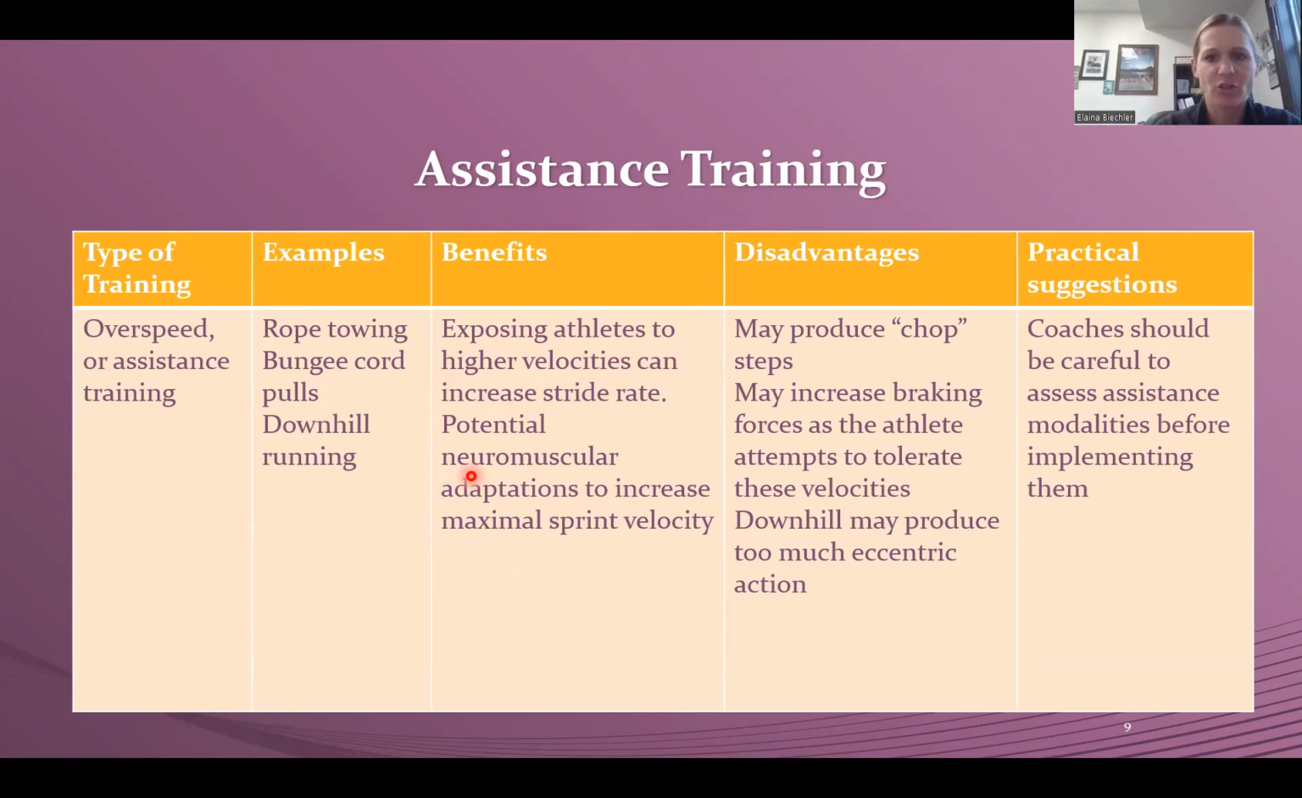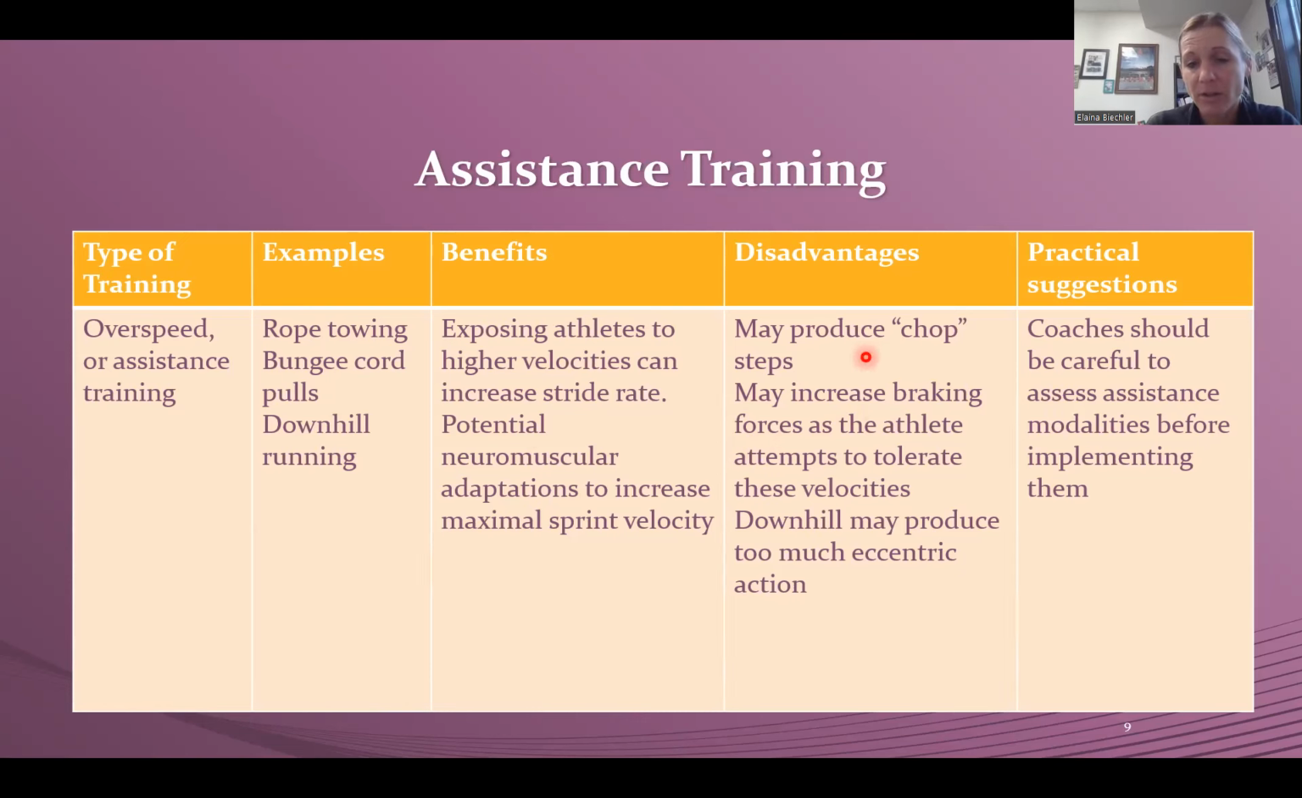Disadvantages: it can allow us to have chop steps. A chop step negatively affects running form because they're rushed through the phases of the technique. So again, if I'm not used to having that high of a stride rate, it can maybe alter my gait a little bit, and so that might be negative for us. Which maybe is why, when we think about this assistance training, very, very minimal change here. When I say downhill running, I don't mean we're running down Loris Boulevard. I mean we're running down a very slight decline, so that we're not creating too much of a change from what our normal is.